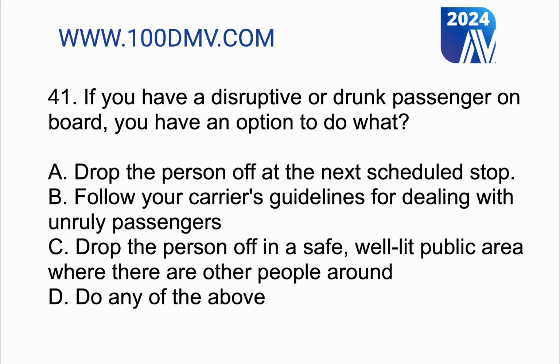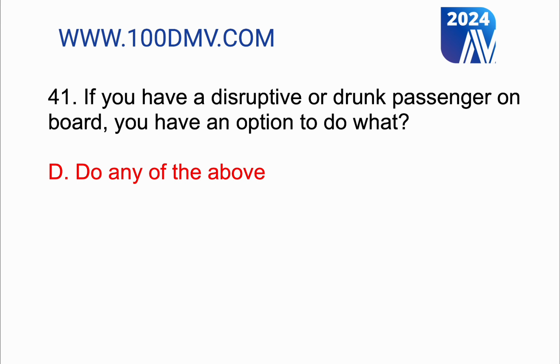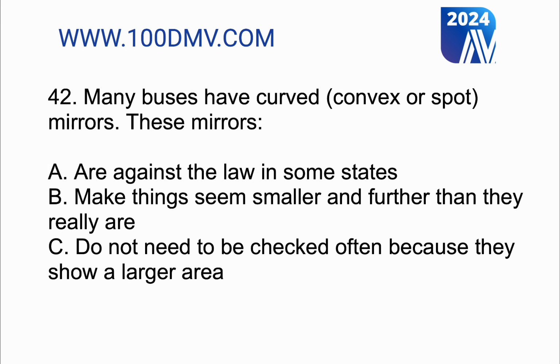41. If you have a disruptive or drunk passenger on board, you have the option to do what? A. Drop the person off at the next scheduled stop. B. Follow your carrier's guidelines for dealing with unruly passengers. C. Drop the person off in a safe, well-lit public area where there are other people around. D. Do any of the above. Correct answer. D. Do any of the above.